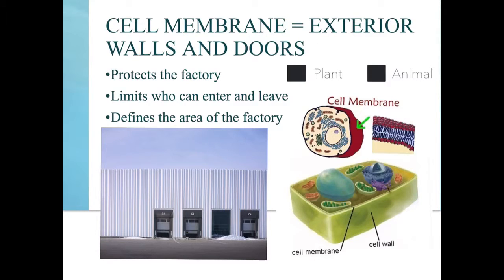The cell membrane is like exterior walls and doors. Again, also protecting the factory, limiting who can leave and enter, and defines the area of the factory. Cell membranes are the main covering of what holds and protects the cell in an animal cell. In a plant cell, there is a cell wall, and then the next layer is the cell membrane.